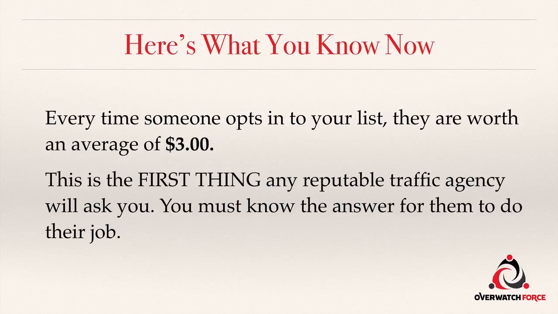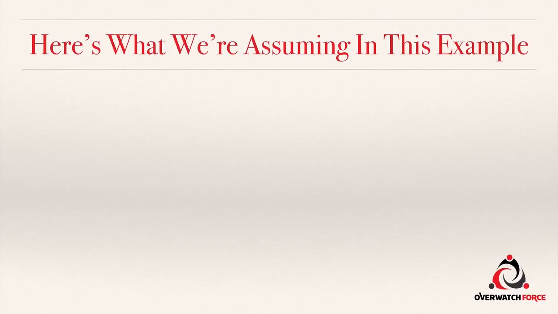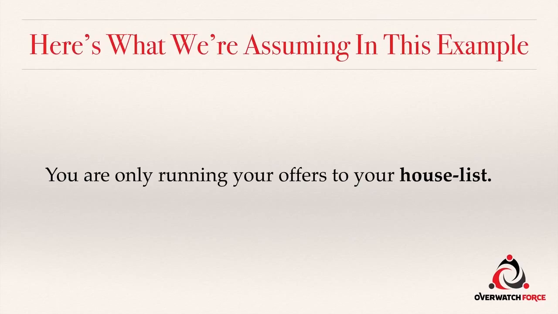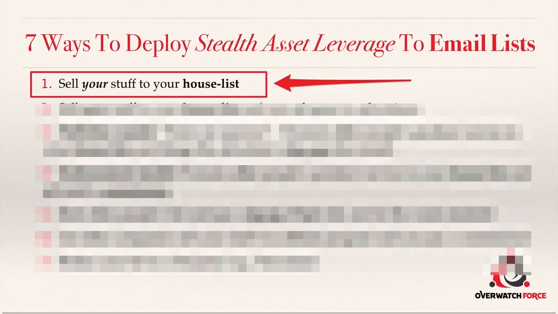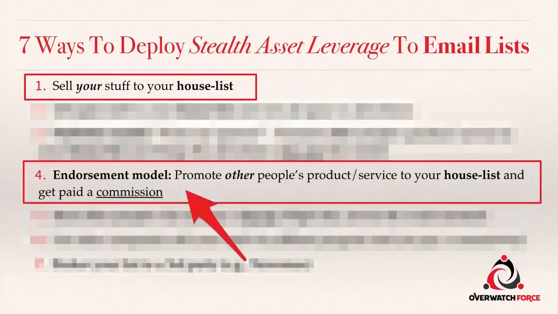This is the first thing that any reputable traffic agency is going to ask you. Okay, so you need to know the answer for them to be able to do their job. Here's what we're assuming in this example. You are only running your offers to your house list. Remember the 7 ways to deploy stealth asset leverage to different email lists? In this example, you're only doing the very first one. All right, you're not doing any of those other things. So that's how we came up with that number.